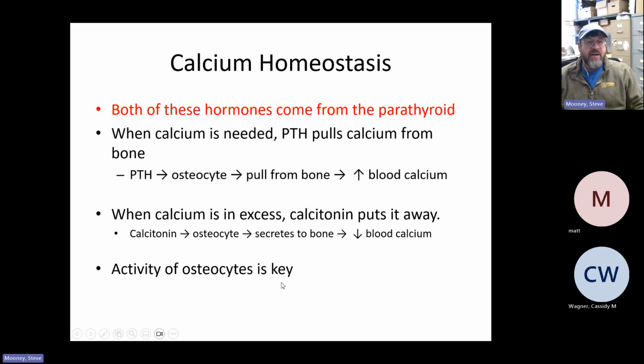So the activity of the osteocytes, their response to those two hormones, is key to how we maintain our blood calcium level. When it gets a signal, it lowers the blood calcium, or raises the blood calcium, by putting stuff into the wall around it in the cave that it sits in, or pulling it back out, depending on what the need is.